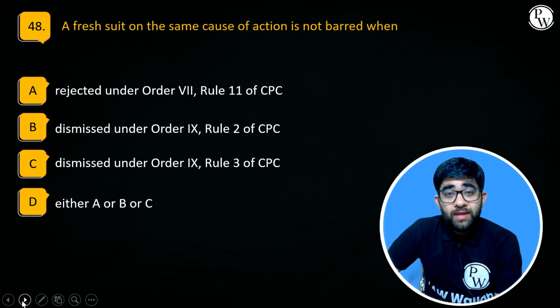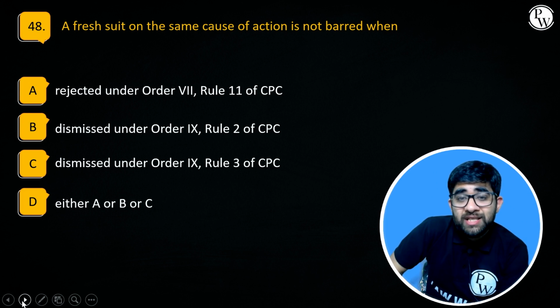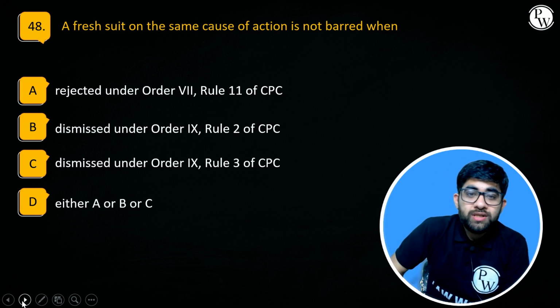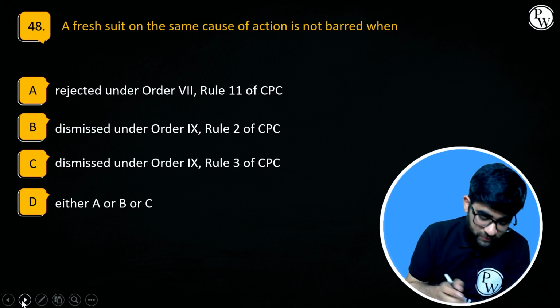48. A fresh suit on the same cause of action is not barred when rejected under 711, dismissed under 9.2, dismissed under 9.3, either A, B or C. The answer to this is clearly simple. 48, it's either A, B or C.